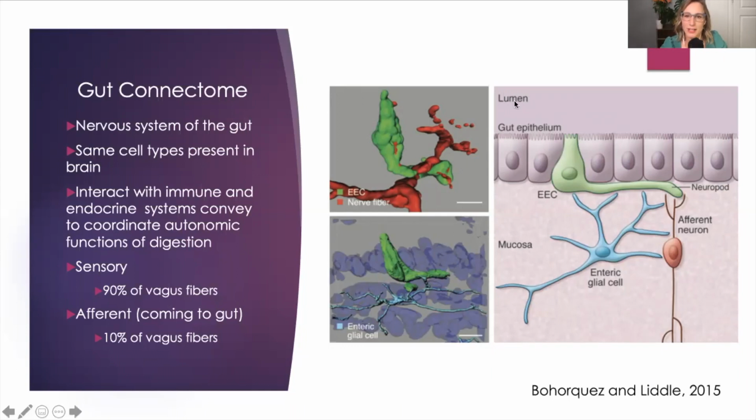And then here, again, lumen being the inside of the bowel, the epithelium, this little brush border, the villi, and then this is an enterochromaffin cell, or an enteric glial cell. So you have this glial cell, and this is that neuropod, and it'll literally sense. It'll put a little antenna up and be able to tell the entire nervous system what's going on in the gut.